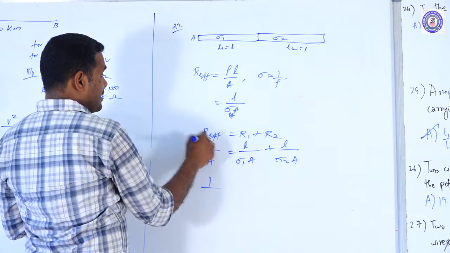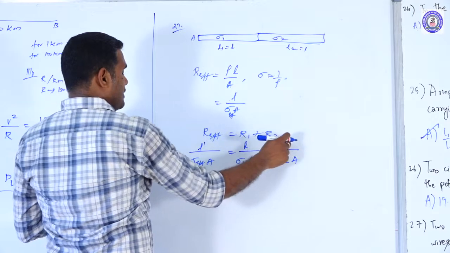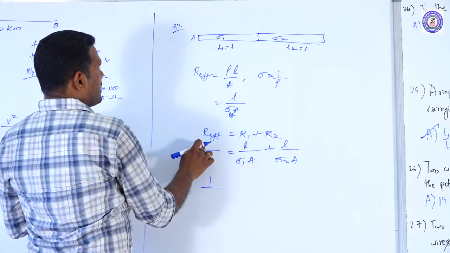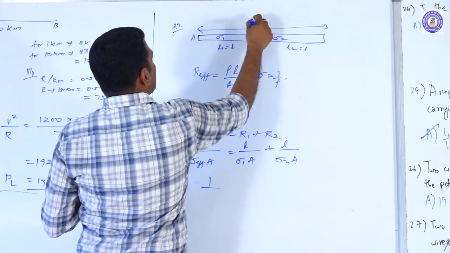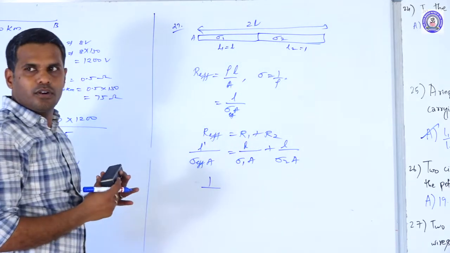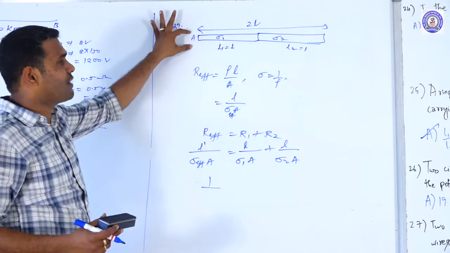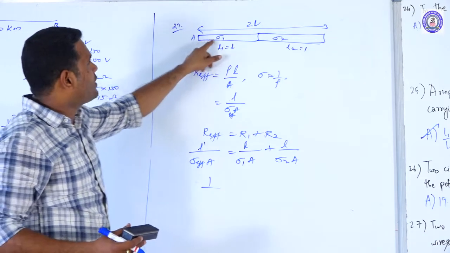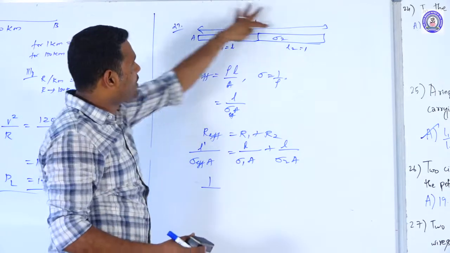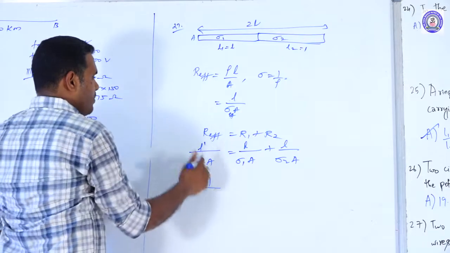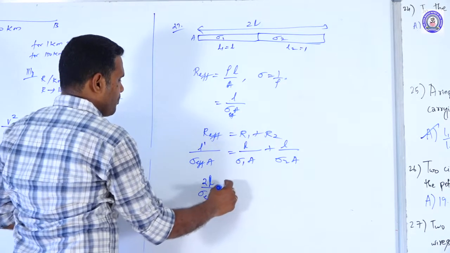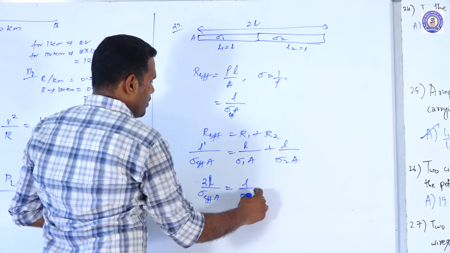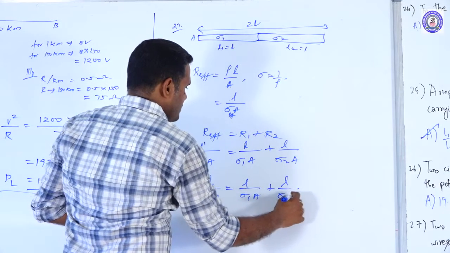Actually, while taking this length L, this L and L are same, but when effective value is to be calculated, total length is 2L. Total length of the conductor is 2L. Area of cross section is the same. And as the two conductors are connected in series, effective length is 2L. So L prime must be replaced as 2L divided by sigma effective into A is equal to L divided by sigma 1 A plus L divided by sigma 2 A.